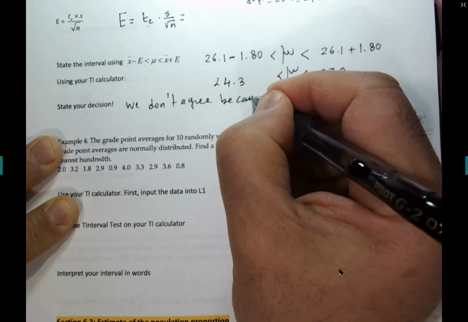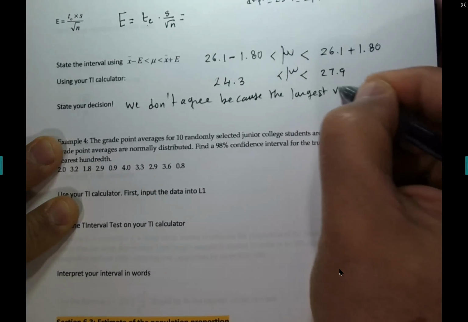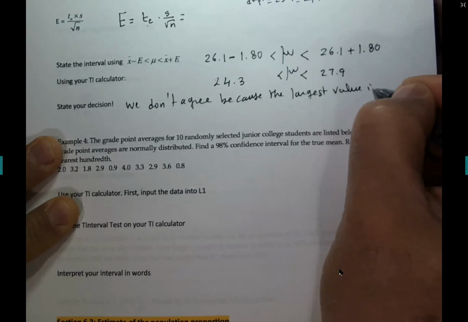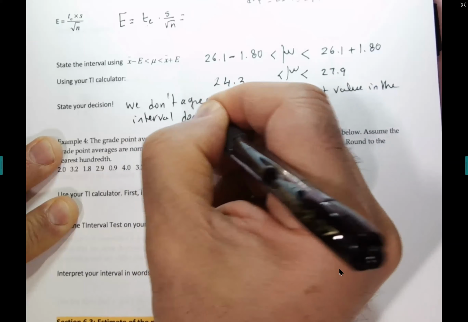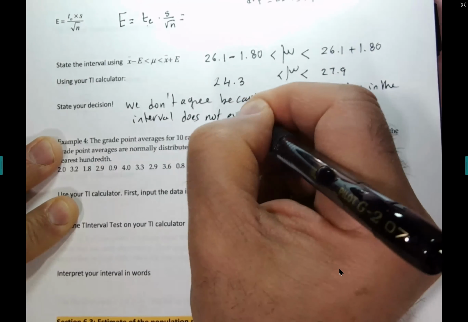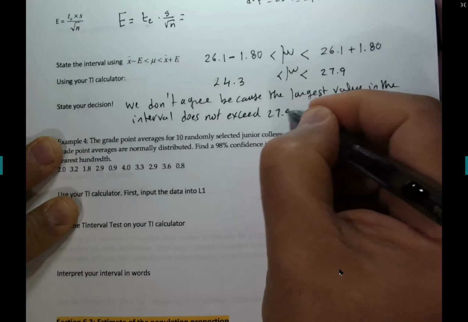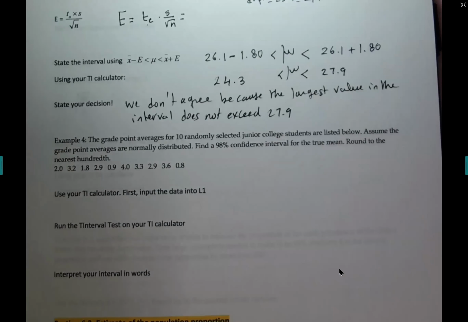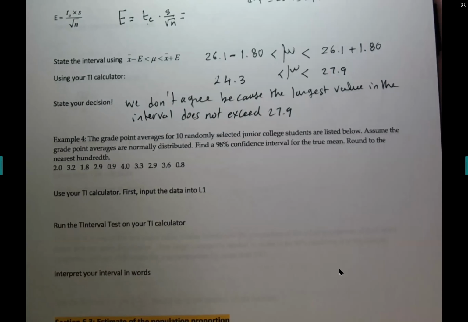Because the largest value in the interval does not exceed 27.9. Okay. The FDA is saying it's more than 28.9. I don't have 28.9. I have 27.9, the maximum. So that's not true.